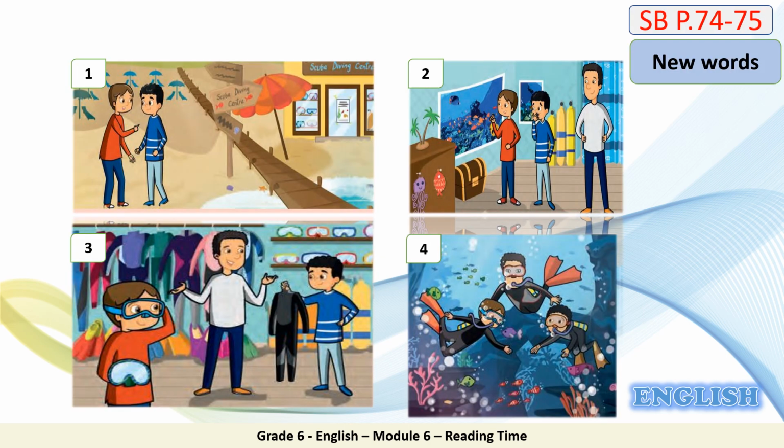So now let's start with our new words. Open your Student Book page 74-75 and look at the 4 pictures we have. Where are the boys? Excellent. They are at the beach. We can see this in frame number 1. What are they going to do there?